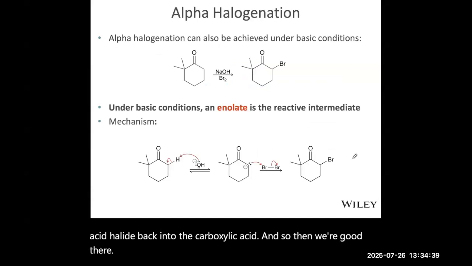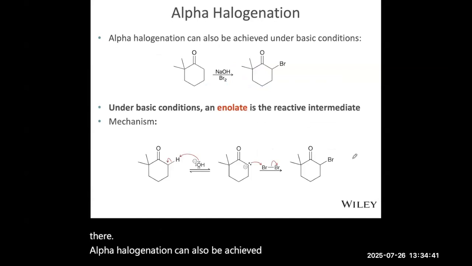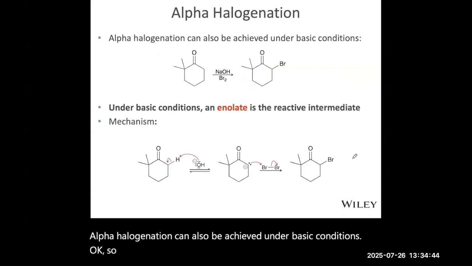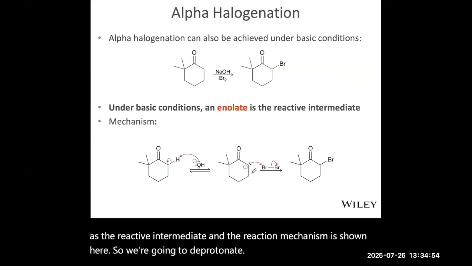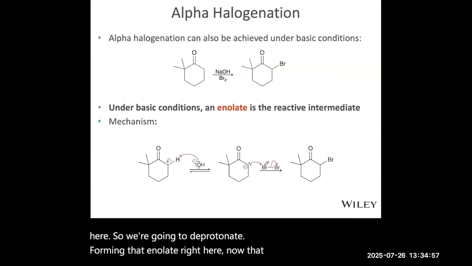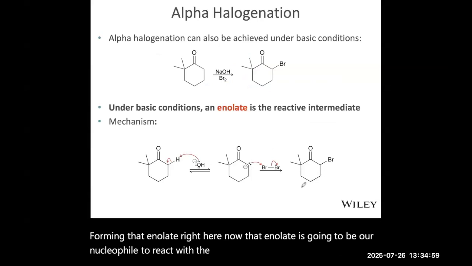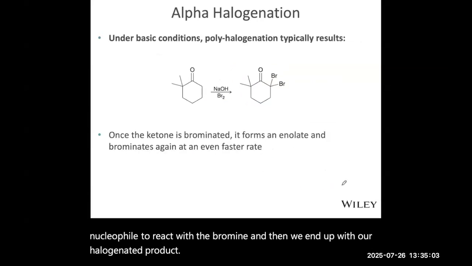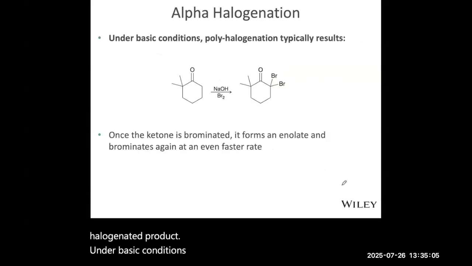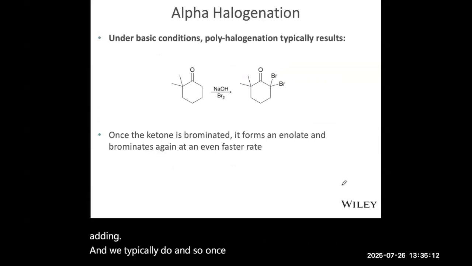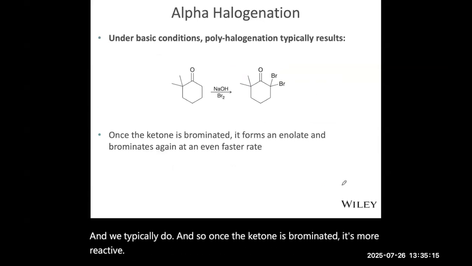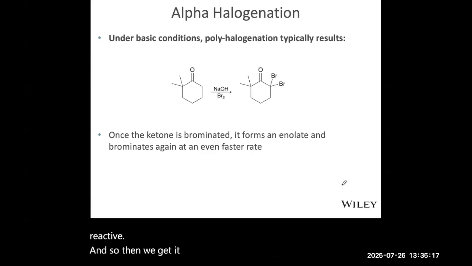Alpha halogenation can also be achieved under basic conditions. Okay, so remember, under basic conditions, we're forming the enolate as the reactive intermediate. And the reaction mechanism is shown here. So we're going to deprotonate, forming that enolate right here. Now that enolate is going to be our nucleophile to react with the bromine, and then we end up with our halogenated product. Under basic conditions, however, we can get multiple halogens adding, and we typically do. Once the ketone is brominated, it's more reactive, and so then we get it even faster and faster moving forward.